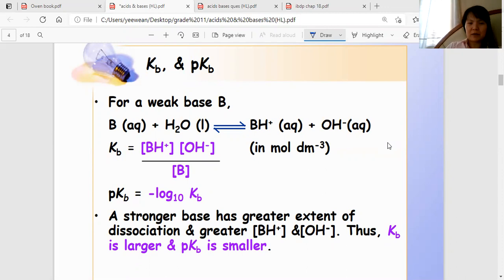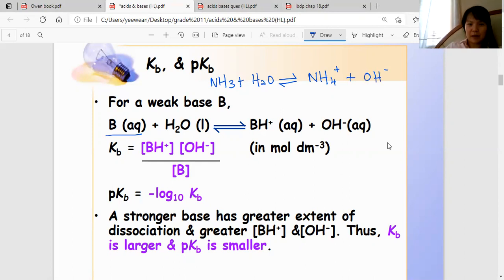Next, for base. So similarly, we're going to use the same way to calculate Kb for bases. So these are for weak bases. For example, ammonia. So if this is ammonia, add water, reversible arrow because it's a weak base, so it will only dissociate partially. So I'm going to get NH4+ and OH-.